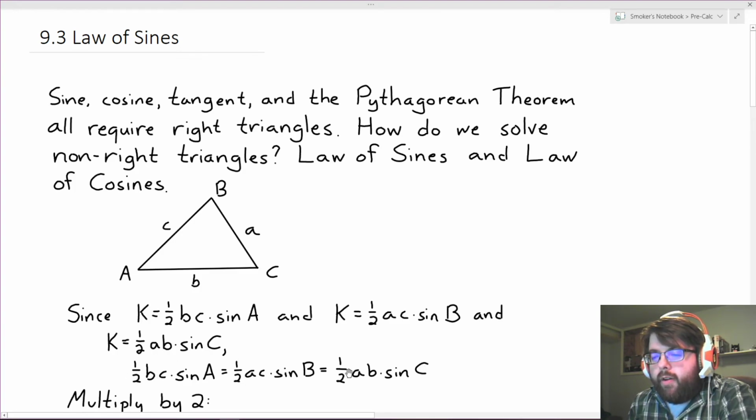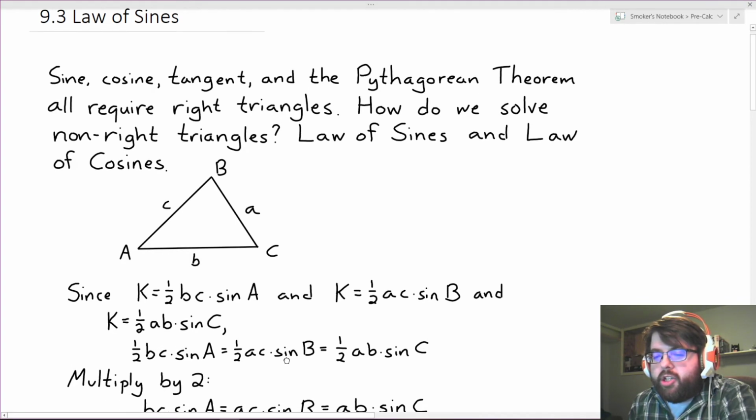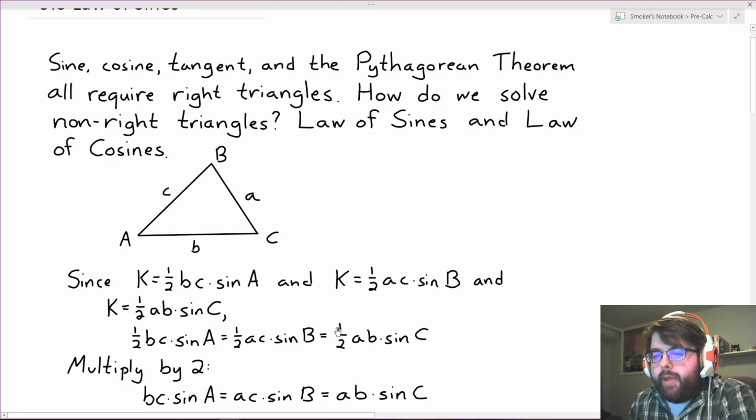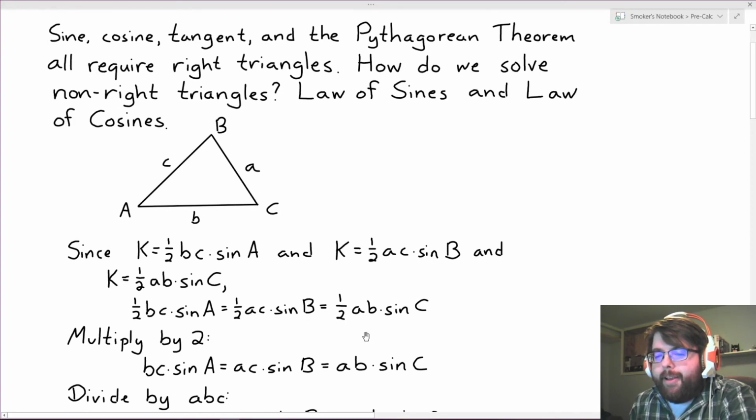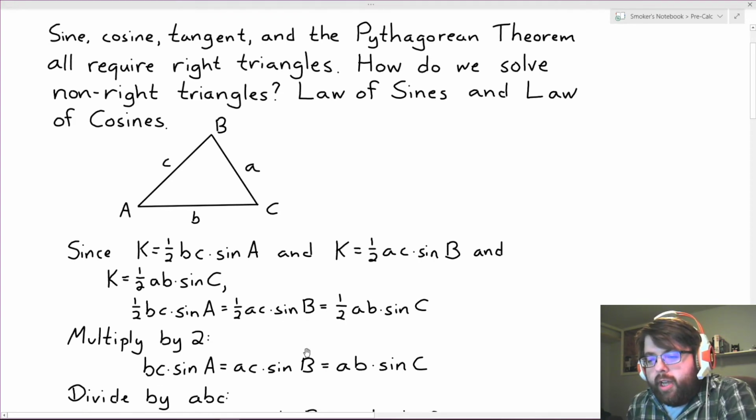Well, these all can be multiplied by 2, and we would just do that to make them a little bit simpler to look at. Because if they're all equal to each other, now treat this like an equation. It's a 3-part equation, and we can multiply each part by 2 and keep it balanced, right? Does that make sense? So I'm multiplying through by 2, and so BC sine of A will be equal to AC sine of B, which is equal to AB sine of C. Okay, everybody with me so far? And now we're going to do it again. We're going to do something to each part of this equation.